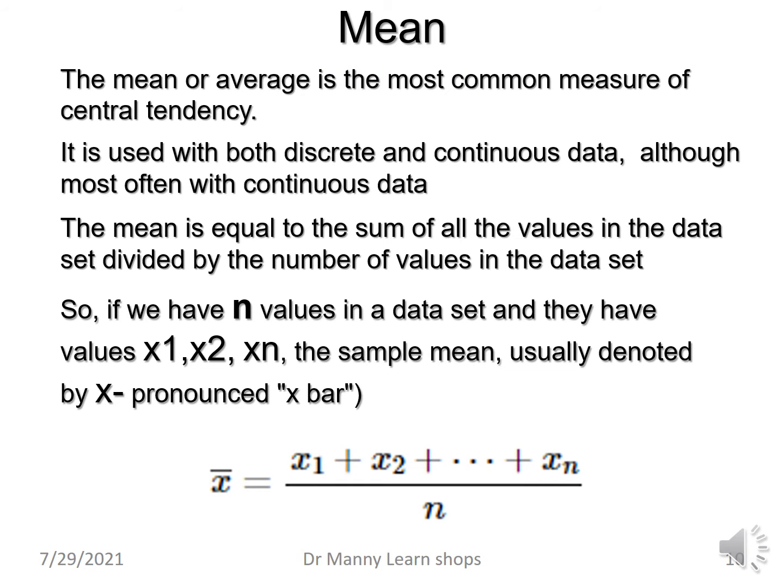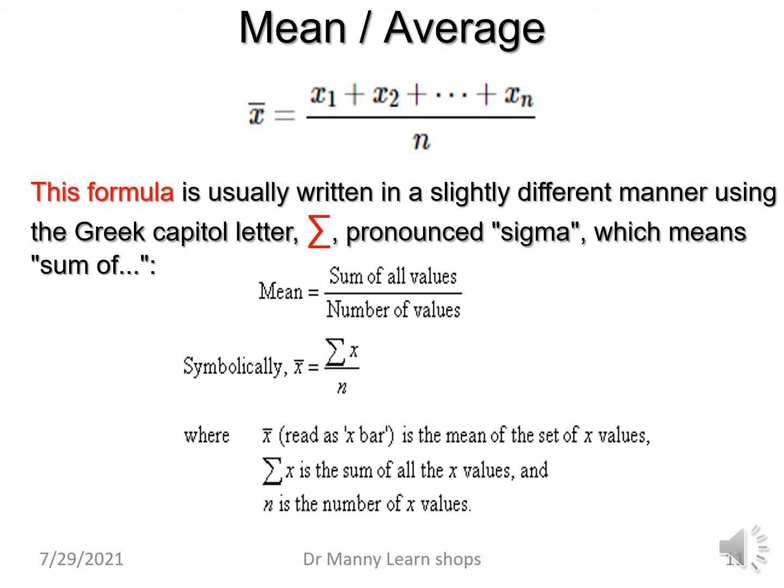The mean is the average, and as I said, it's the most common measure of central tendency, and it's used with both discrete and continuous data, although most often with continuous data. The mean is equal to the sum of all the values in a data set, divided by the number of values in the data set, as we said. So for example, if we have n values in the data set, and they have values x1, x2, up to xn, the sample mean usually is denoted by x bar. This is the formula that is usually written in a slightly different manner using the Greek capital letter sigma, which means in Greek 'sum of'.